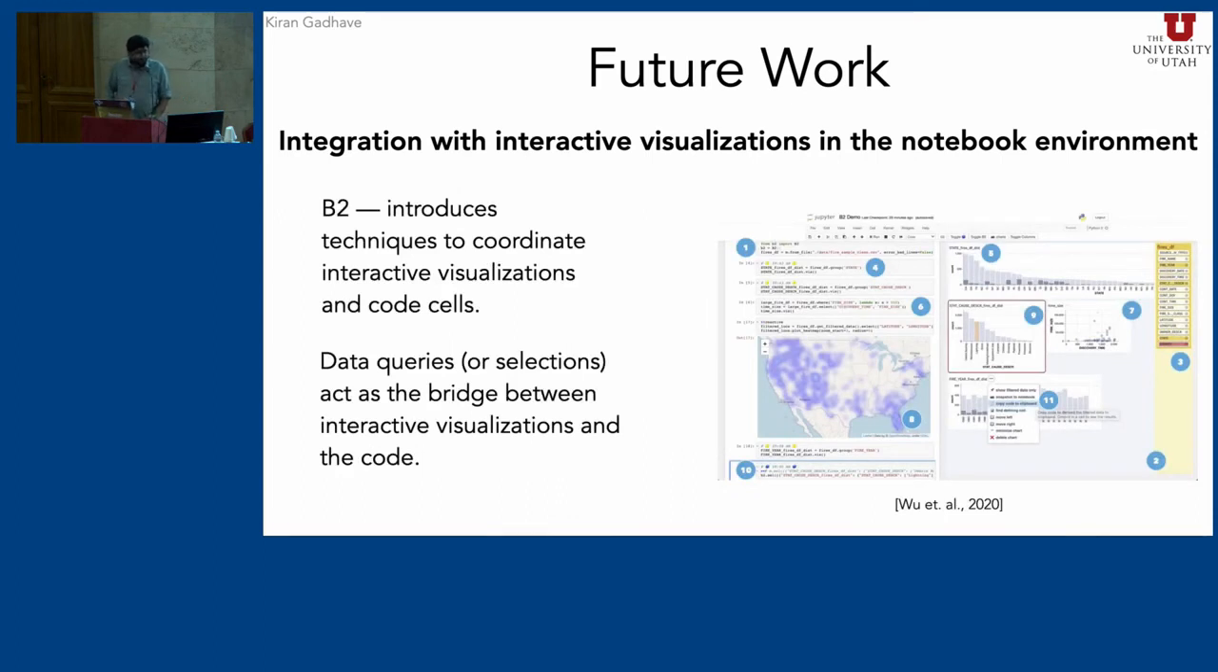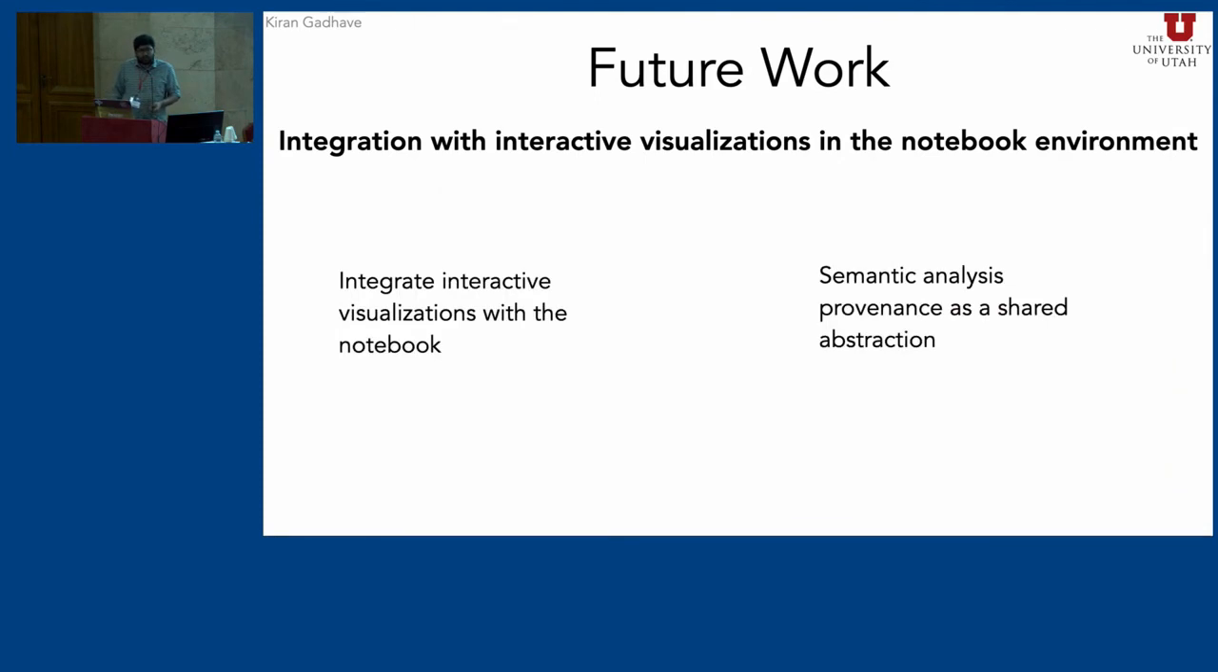The B2 paper by Wu and others proposes a technique of using query predicates, or selections, more to be precise, to bridge between these interactive visualizations and the computational cells themselves. However, this technique only supports selections currently and does not capture the interaction provenance. We foresee using the captured semantic workflows and the semantic analysis session as a way to bridge the gap between the embedded interactive visualizations and the computational notebook cells themselves.